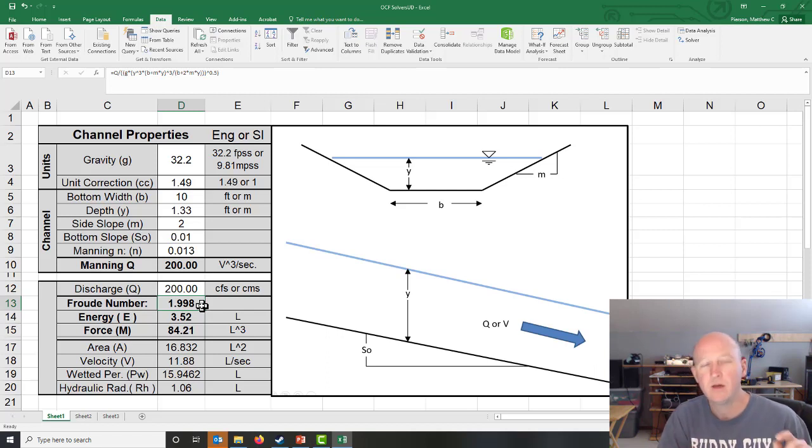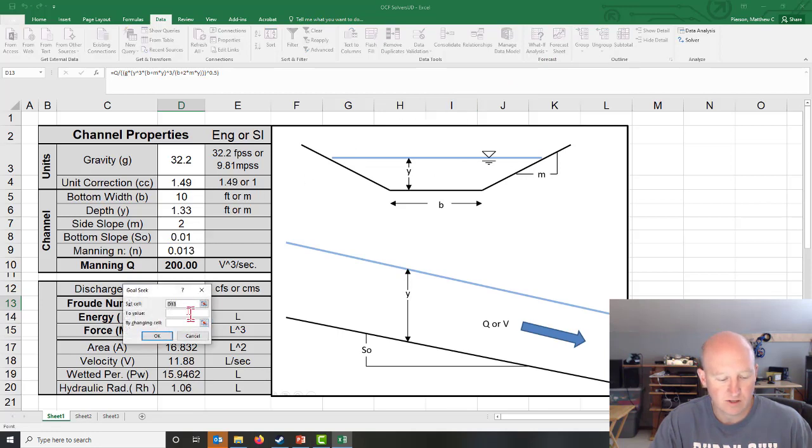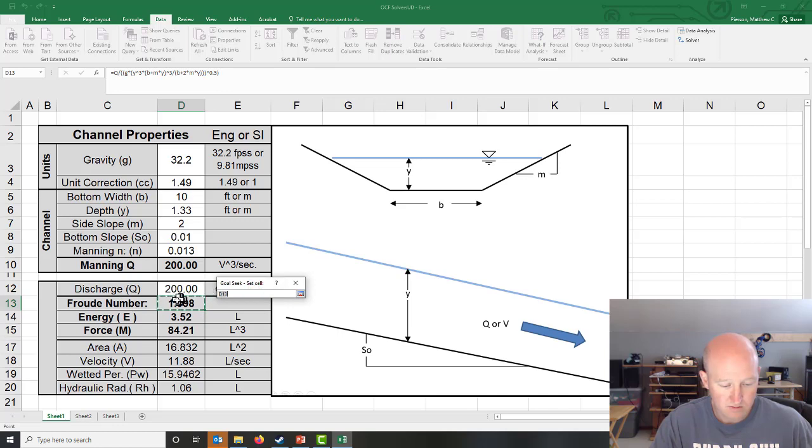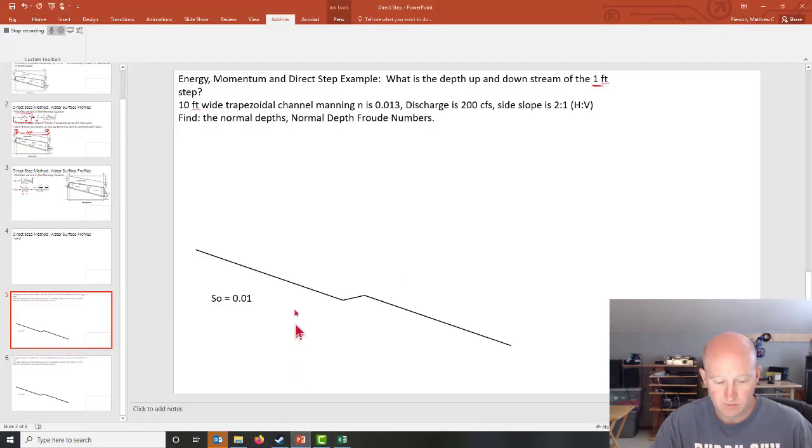So what's normal depth and what's critical depth? Critical depth is where the Froude number is equal to 1. So the speed of a wave is the same as the speed of the water in a channel. It's kind of a special thing. So what if analysis, goal seek, we're going to set the Froude number, so right here, to 1 by changing the depth. So we get 2.01, and we see the minimum energy here is 2.79. All right, so let's put that into our spreadsheet.